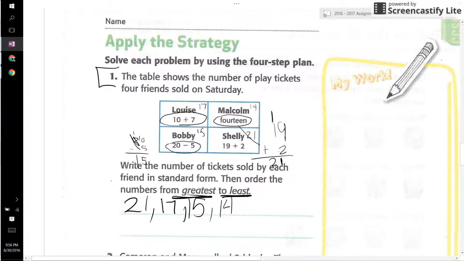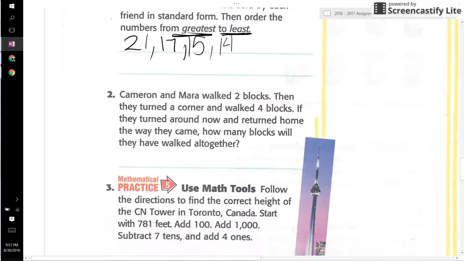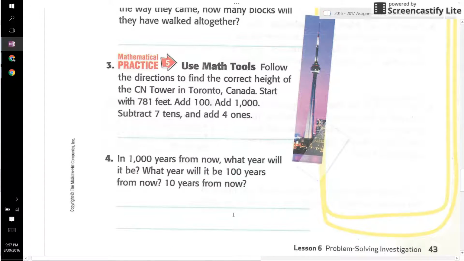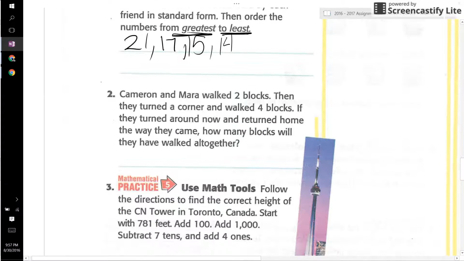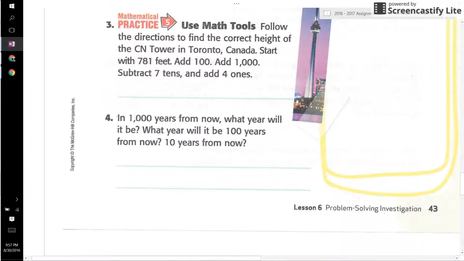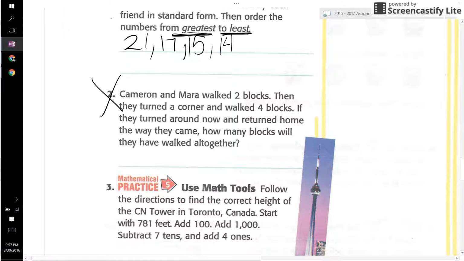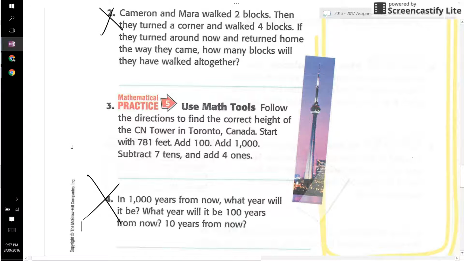Okay, so that's pretty basic. The steps, it's kind of straightforward there. What I would like you all to do is go ahead and pause the video. I want you to do number 3, and then come back and we'll do that one together. Don't worry about number 2 or number 4, and go ahead and pause the video.